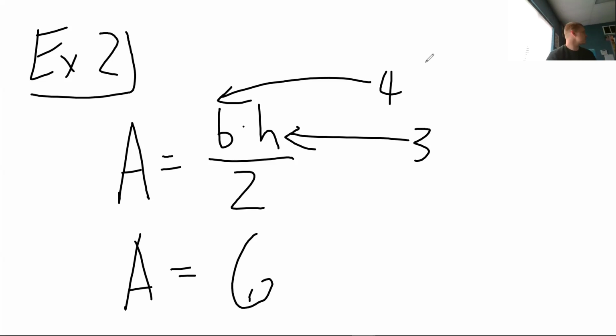Is it just 6? 6 monkeys, 6 pineapples, 6 Oasis? Area. What's the units? 6 triangles. 6 centimeters. Yeah, 6 centimeters squared.